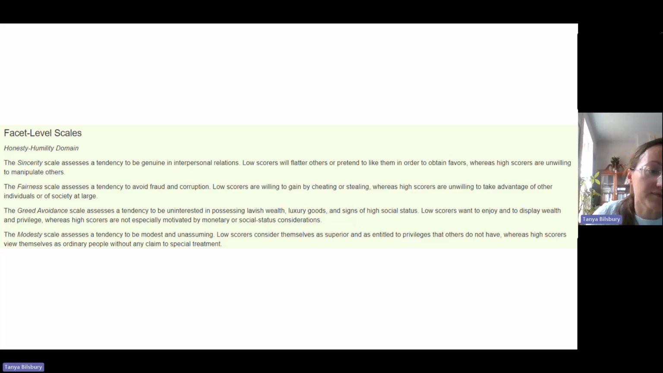Somebody who is more sincere is more genuine. Somebody with a low score is more likely to be kind of manipulative, right? To flatter others, pretend to like them to get a favor. Fairness is about avoiding self-interested fraud and corruption. High scorers wouldn't want to take advantage of other people or society at large.